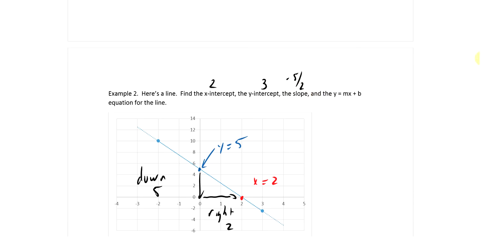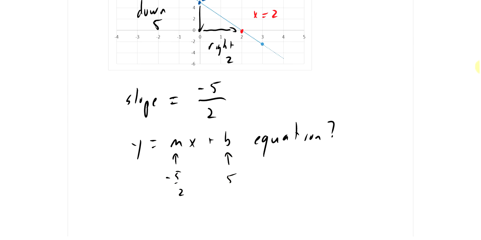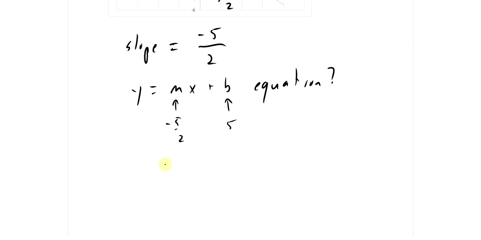So, y equals mx plus b form of the line. Well, we know what the slope is. That's minus 5 halves. We know what the y-intercept is. That was 5. And so now we can just plug those in, and we have the equation of the line. So, not too bad.